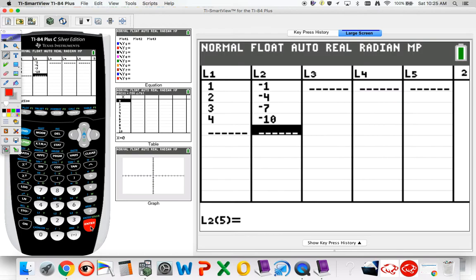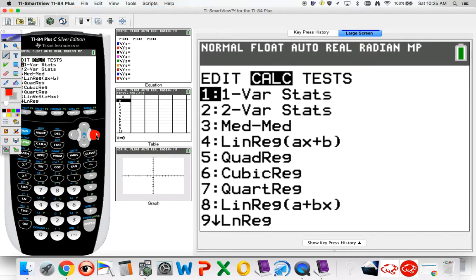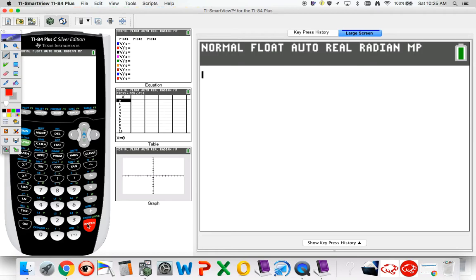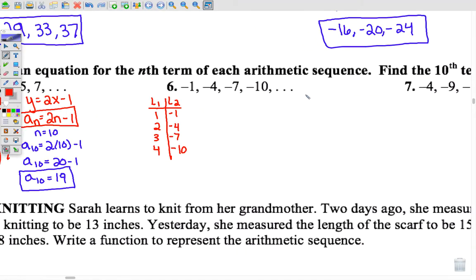Okay, after you type those in, then just go back to your stat, go over to calc. You can either hit your arrow down to 4 and hit enter, or you can just hit 4. Hit enter through all this stuff until you get to calculate. And when you do that, here's our lovely equation. So we'll have y equals -3x plus 2. So I'm going to write down my equation. Y equals -3x plus 2.